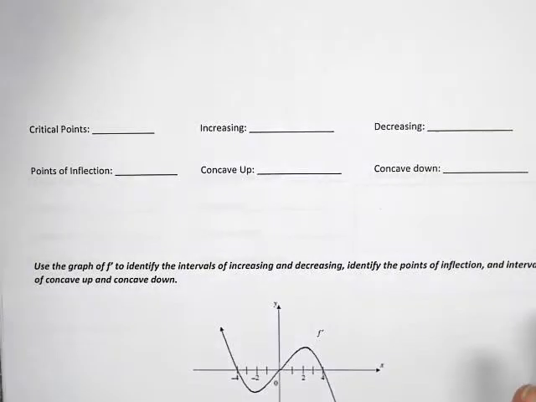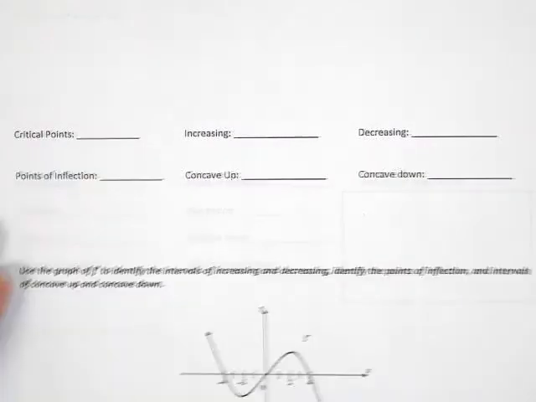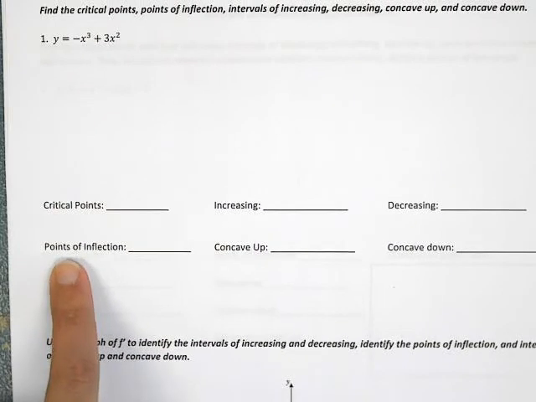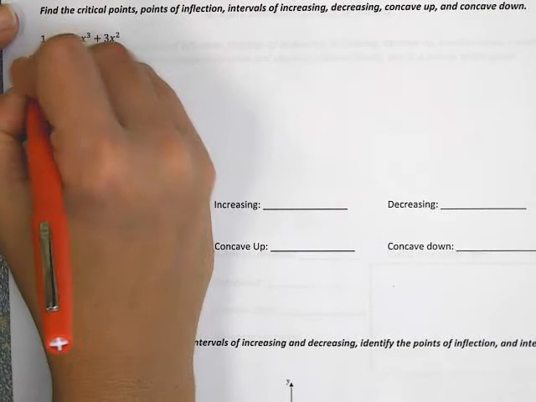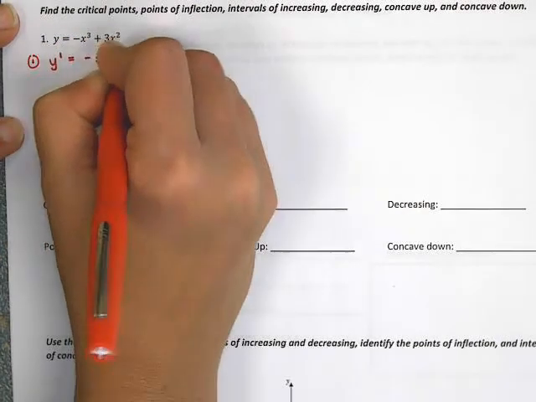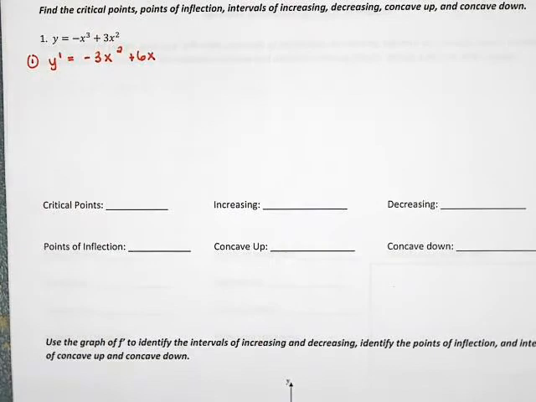So let's look at a couple examples. Here we're going to combine everything that we know so far. So I'm going to give you the graph and then I'm going to say find the critical points, increasing, decreasing, which is all first derivative stuff. Then I'm also going to say find the points of inflection, concave up and concave down, which is all second derivative stuff. So here's how we could do that. Step 1 would be to find the first derivative, which would be negative 3x squared plus 6x. Then I would make that equal to 0.